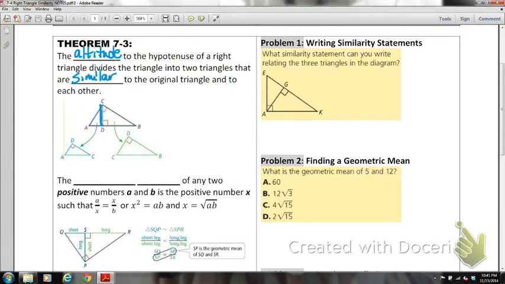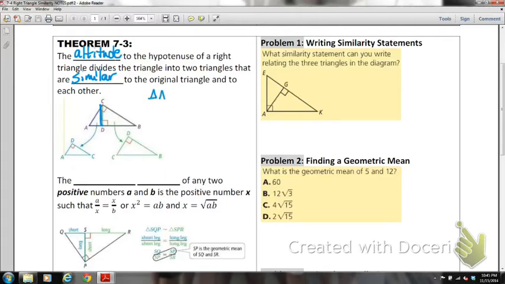This altitude to the hypotenuse of the right triangle divides the triangle into two triangles that are similar to the original triangle. The original triangle is ABC, and they're also similar to each other. That altitude divided the right triangle into a small triangle on the left, ADC, and a larger triangle on the right, BDC. Those two triangles are similar to each other, and each of them is similar to the large triangle, ABC. So let's write some similarity statements to clarify this.